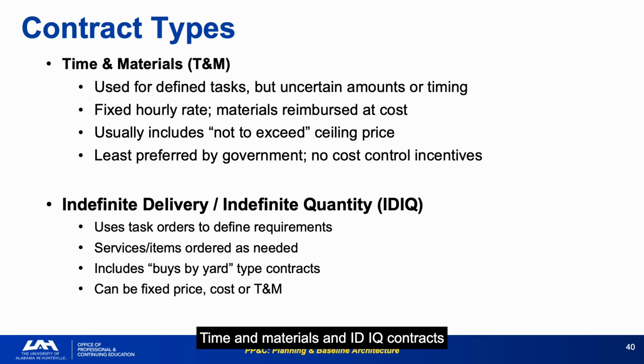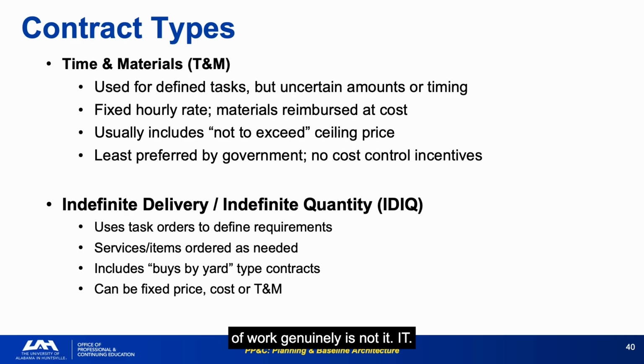Time and materials and IDIQ contracts serve specific purposes. T&M for defined tasks with uncertain scope, IDIQ for flexible ordering of services or supplies as needs emerge. T&M is the least preferred because it provides no cost control incentives for the contractor. They bill for hours at a fixed rate regardless of whether the work is efficient. Use it only when the skill mix is well defined, but the quantity of work genuinely is not.